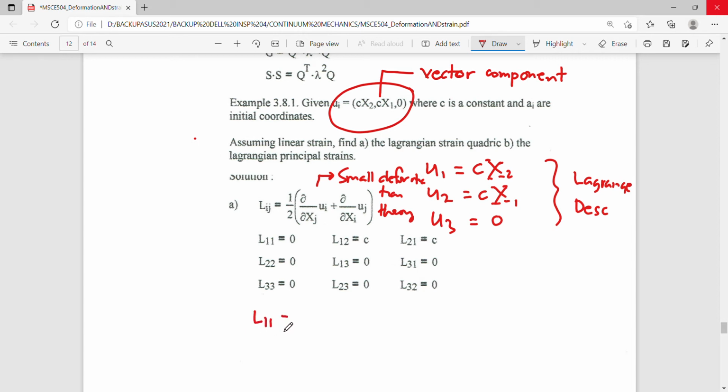Okay, if I have an L11, this is 1 half. The partial derivative of u1 with respect to 1, so this is 0, plus the partial derivative of u1 again with respect to 1. So this is 0.